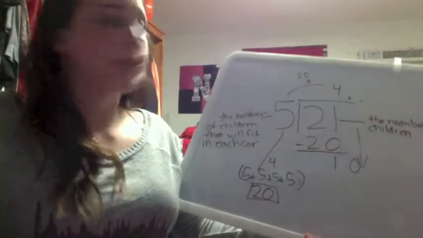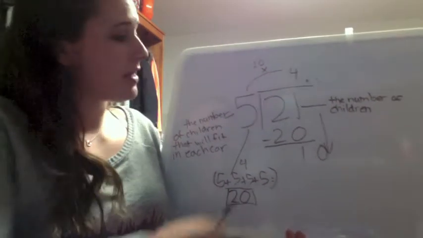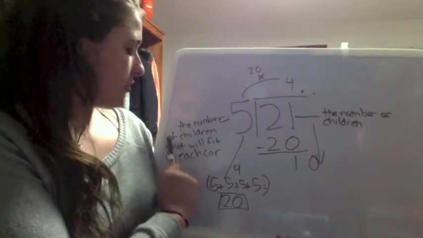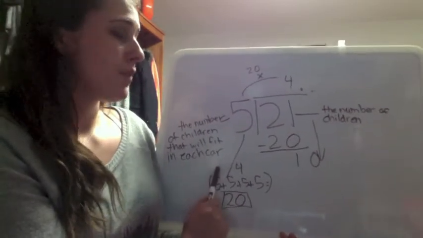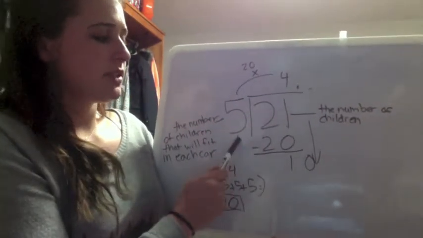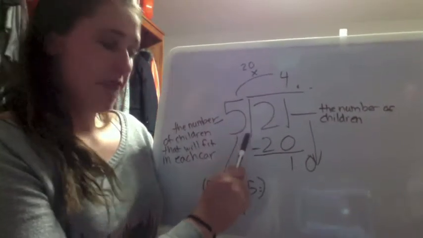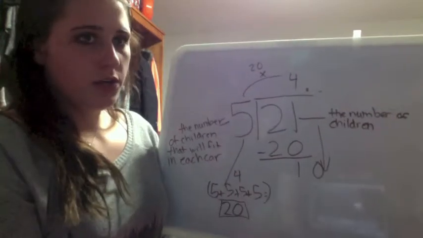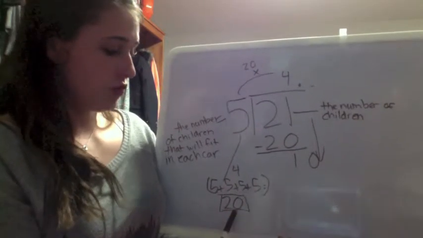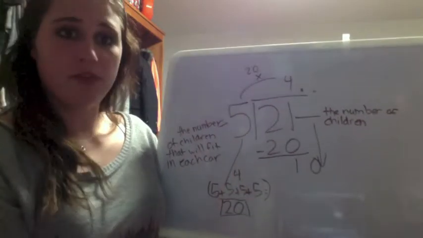Okay, so from our word problem equation, we knew that our main numbers were 21 and 5. 21 being the number of children and 5 being the number of children that will fit into each car. What we're looking for is going to be on top of the house. So how many times does 5 go into 2? Well, 5 can't go into 2, so we need to do 5 into 21. We know 5 plus 5 plus 5 plus 5 equals 20, and that's 4 times. So 4 would therefore go on top of the 1.